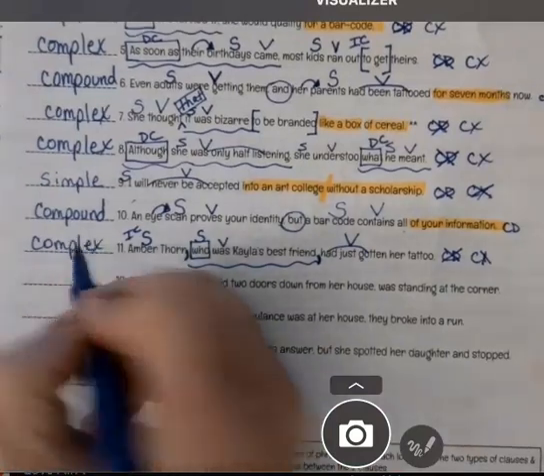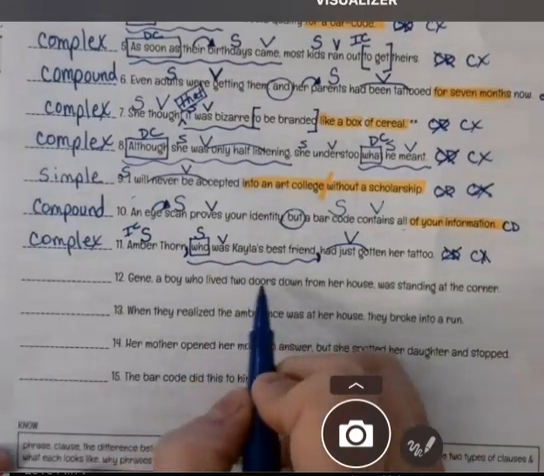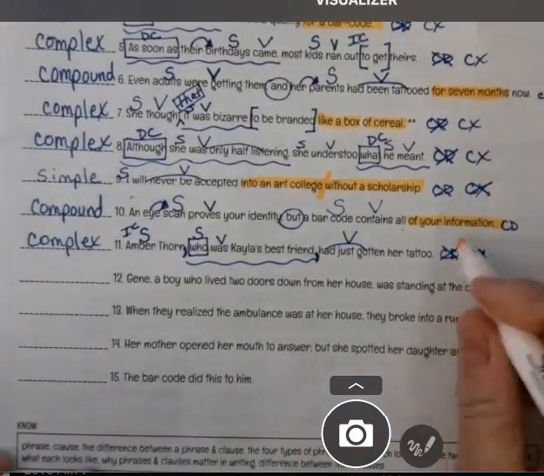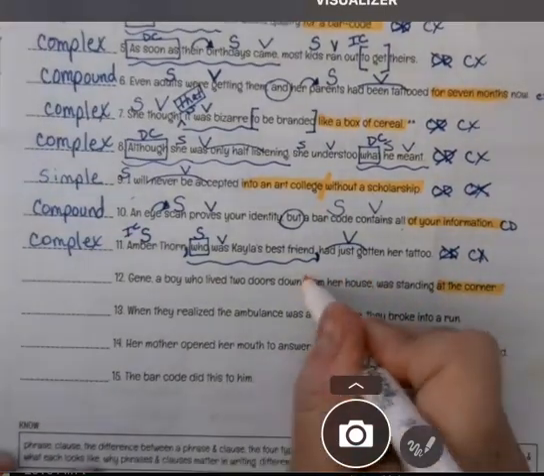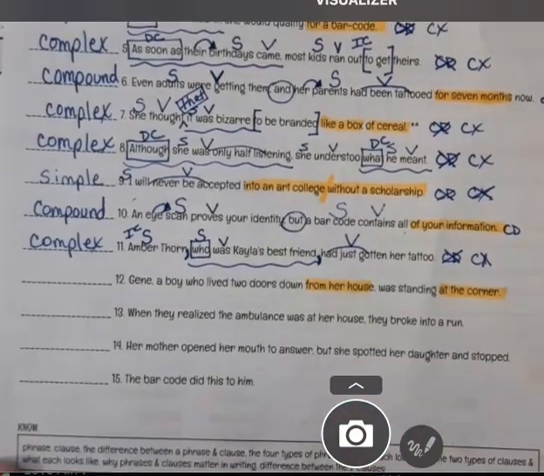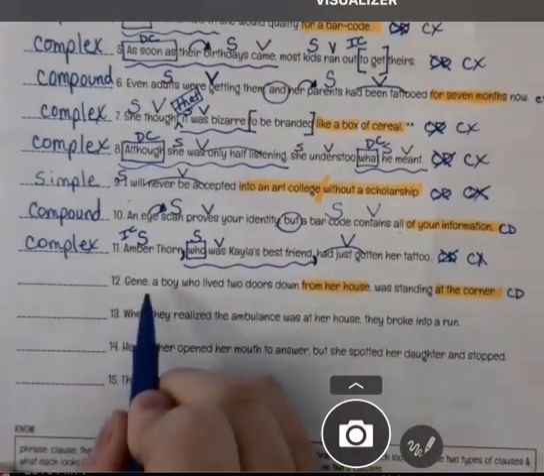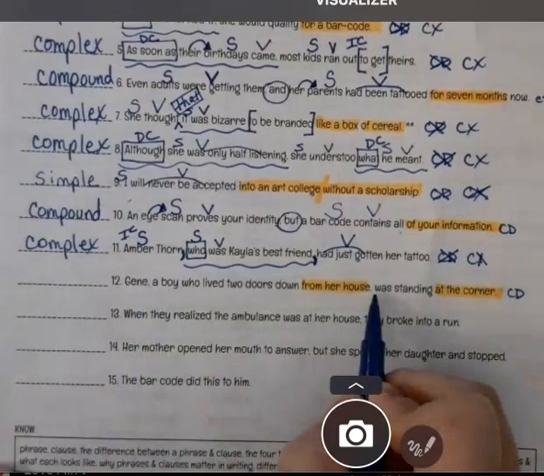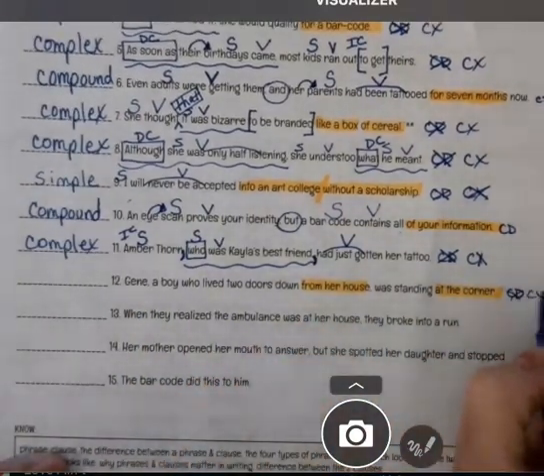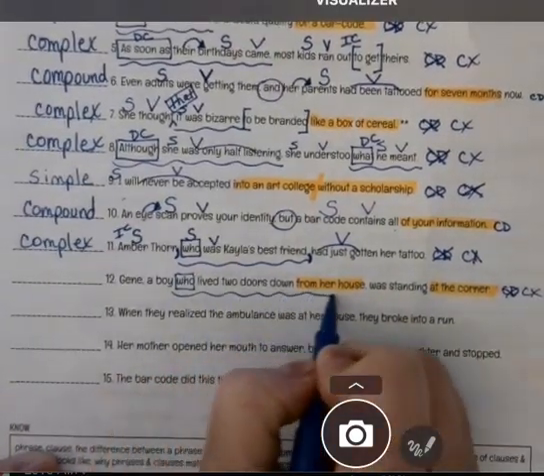And I point this out because in number 12, this is a very, very similar sentence. Jean, a boy who lived two doors down from her house, was standing at the corner. So I see at the corner, from her house. There's no noun after down, so it's not a preposition here. So I'm going to look for compound. Again, I see a comma, was, but no conjunction. So I'm going to look for a subordinating conjunction. And I see who again. Who lived two doors down from her house.